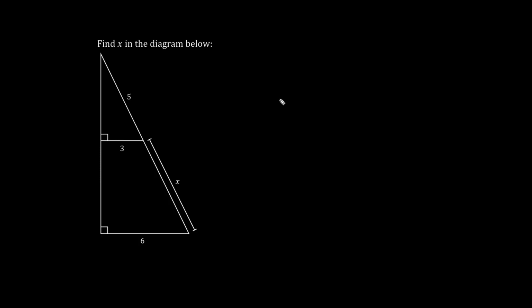We have another similar triangle problem. Notice the small triangle and the large triangle. So one way of doing this is thinking this is the short over the hypotenuse, 3 over 5, equals the short of the larger triangle, which is 6, over the entire hypotenuse, which is 5 plus x, or x plus 5.